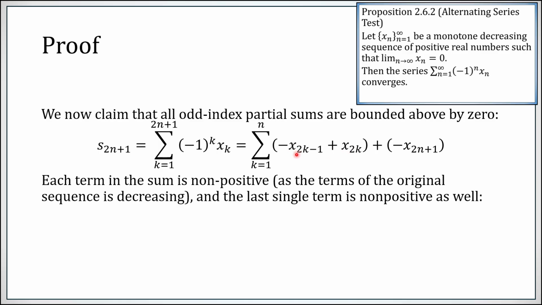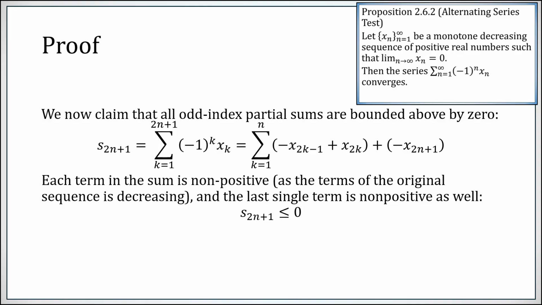Now every term in this sum here is non-positive. Remember, the original sequence is decreasing. So here I have a plus and a minus, but this is a larger index than that. So this is a smaller amount than this is. So I have a smaller amount with a plus and a larger amount with a minus. Every one of these parenthetical terms is less than or equal to 0. So this sum is less than or equal to 0. And now I am subtracting x2n plus 1, and our original x's are positive. So all of these are non-positive. This is explicitly negative. So the odd index partial sums are all negative, meaning they're bounded above by 0.